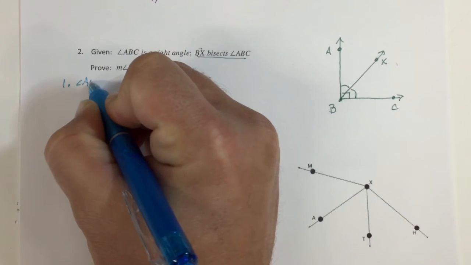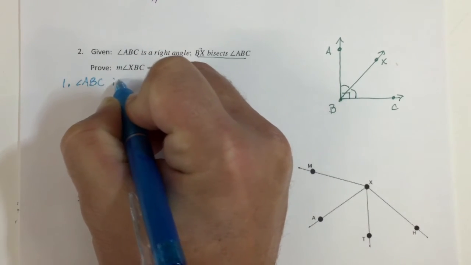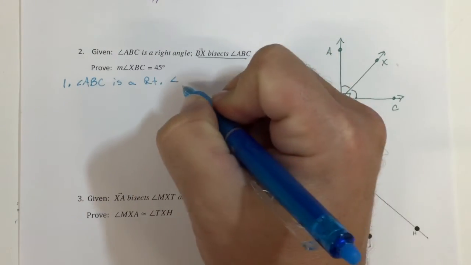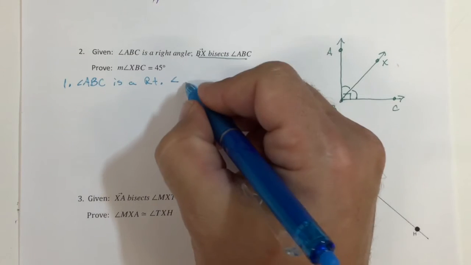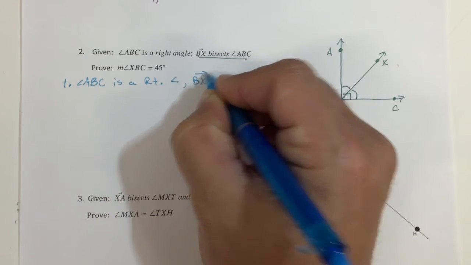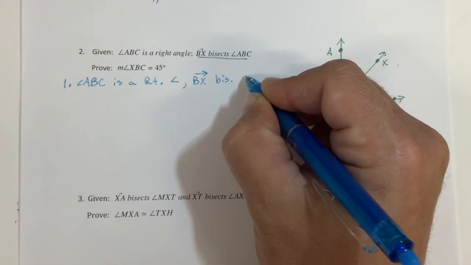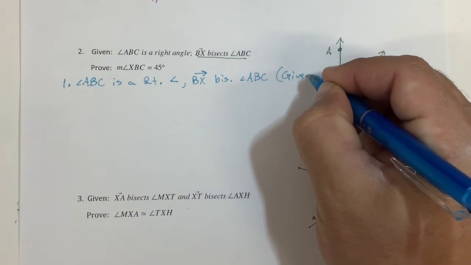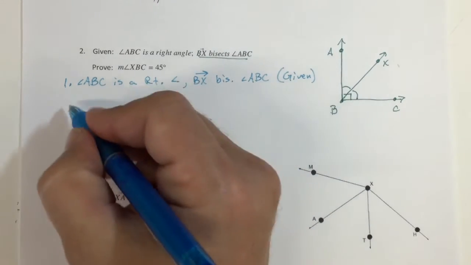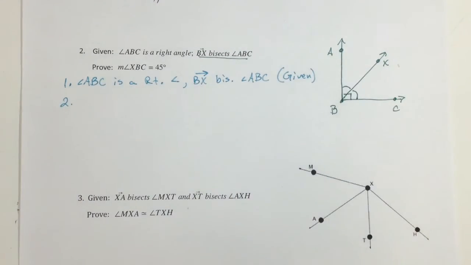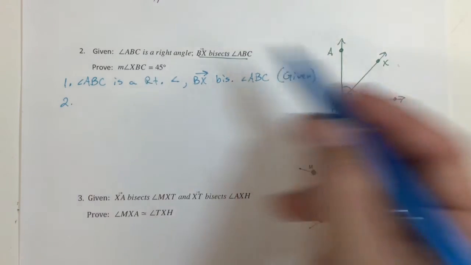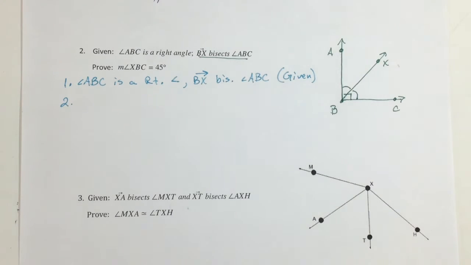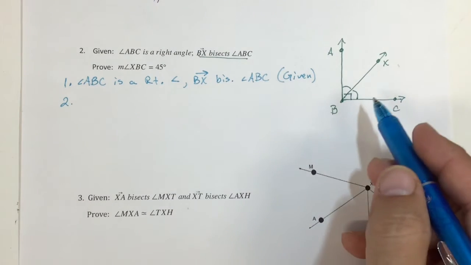Okay, so we're going to start with our given information that angle ABC is a right angle, that's our symbol, and ray BX bisects angle ABC. And that is all given to me, so that's my reason. And now we're going to move on to showing that it is 45 degrees. So I want to use the fact of what bisector means and what right angle means. Right angle means that that's a 90-degree angle. So that's the first thing I want to say.